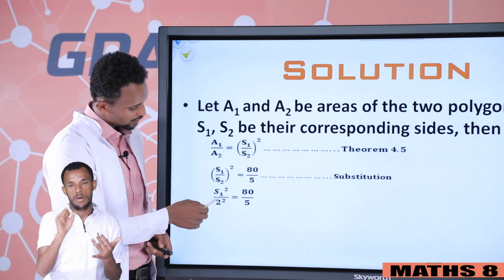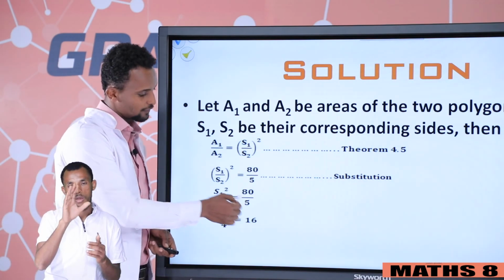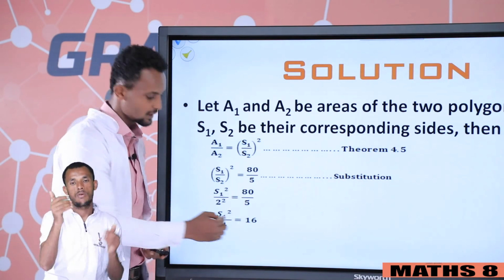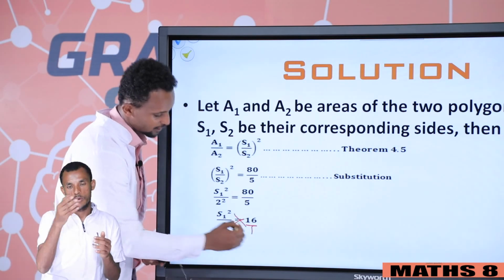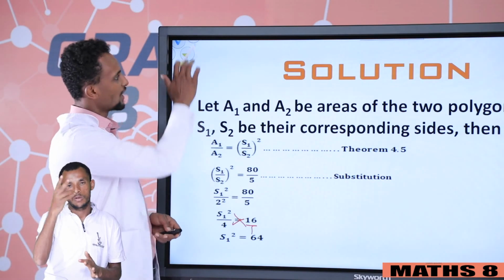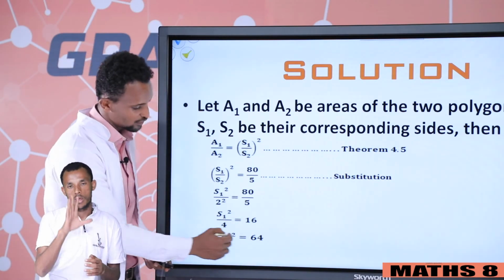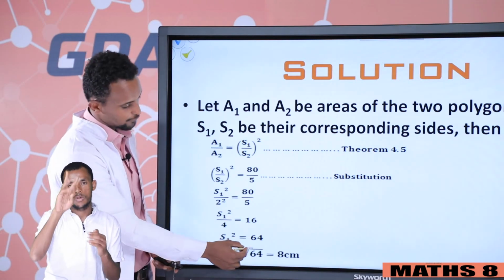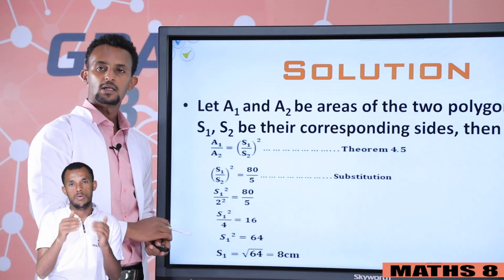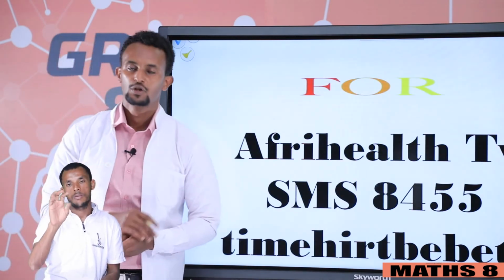Now, S1 squared over 2 squared. 2 squared is 4. 80 over 5 is equal to 16, here is over 1, then cross-multiply. That means S1 squared is equal to 4 times 16, that is 64. Therefore, S1 is equal to the square root of 64, that is 8 centimeters. So, this is all about Unit 4.